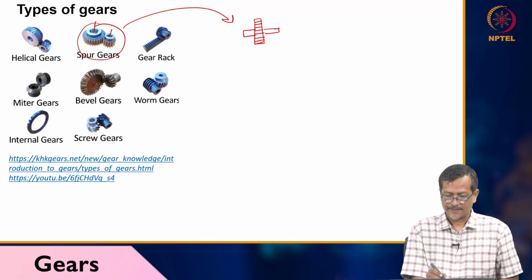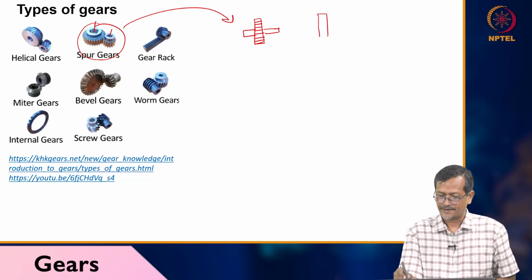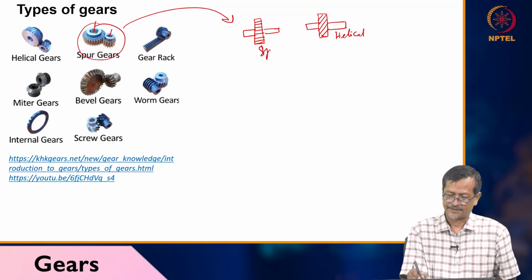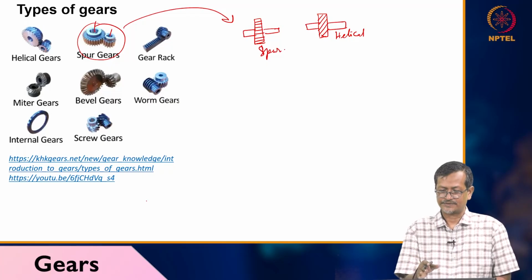This is a spur gear. And another is the helical gear. In a helical gear, what is happening? The gear teeth are not parallel to the shaft. Okay, this is helical, this is spur. So two spur gears can mesh, and one helical and one spur can also mesh, but you will have different criteria for that.